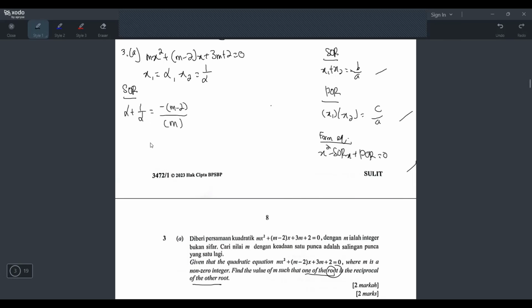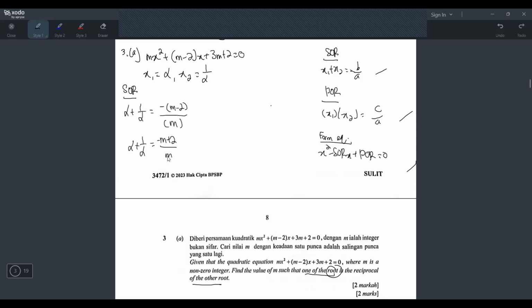Okay, alpha plus 1 over alpha. I don't think you can do anything to this, right? So just leave it like this. Negative m minus 2, I think this one you can open the bracket, it becomes negative m plus 2 over m, right? And I don't think you can do anything else, because there are 2 unknowns here.